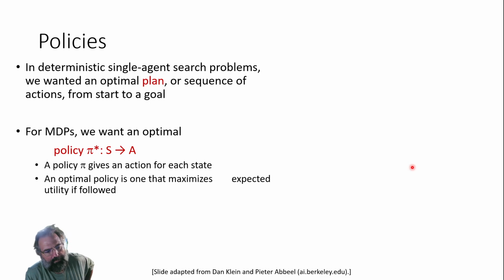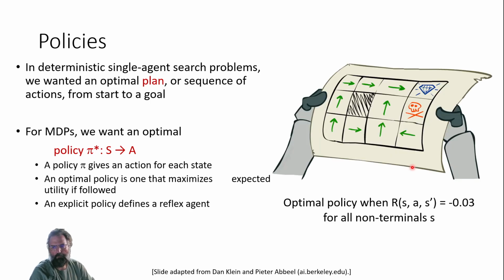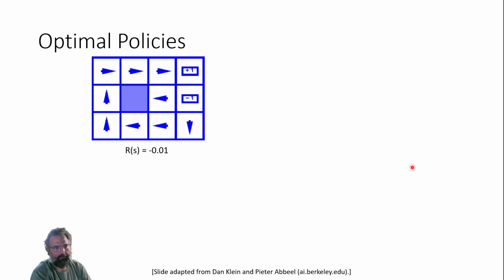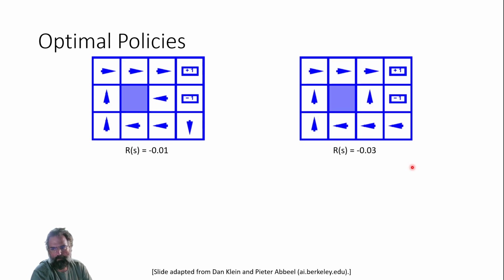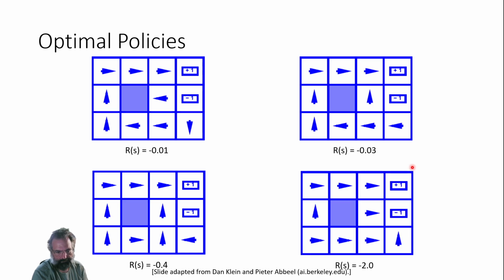So the policy pi gives you an action for each state. An optimal policy is one that maximizes the expected utility if followed, right? An explicit policy defines a reflex agent. And so there's going to be likely one or more optimal paths, and it essentially comes up with how you're going to get there. And you can see kind of here what those are.